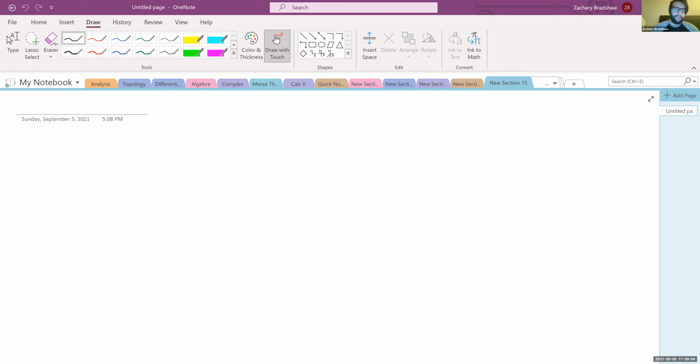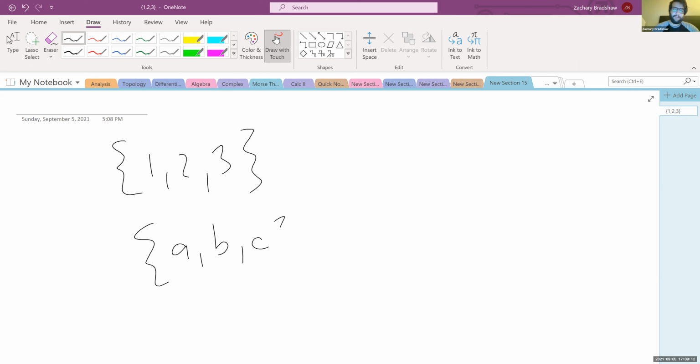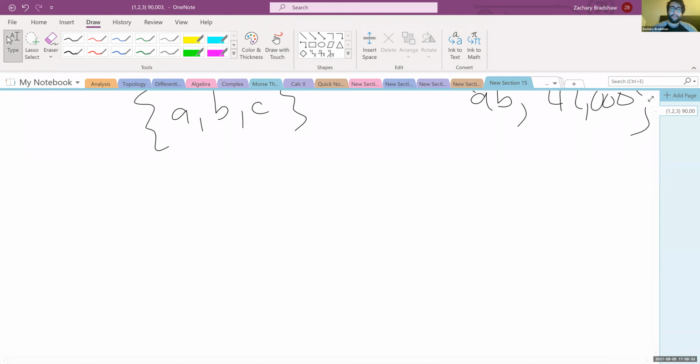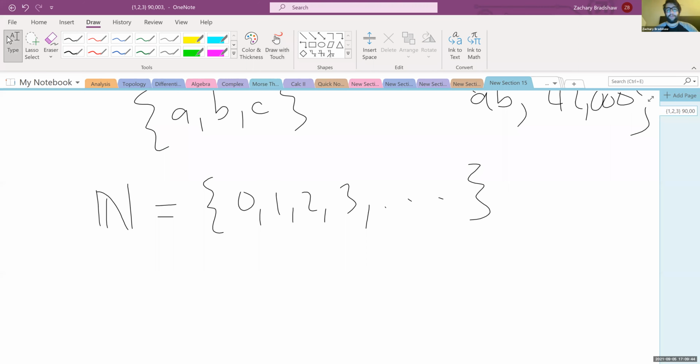Okay, so again, a set is just a collection of elements like 1, 2, 3, maybe A, B, C, or maybe even a circle, a square, triangle, the number 3, 42,000 if you want. They're just a collection of things. But some sets that we're going to use a lot are the natural numbers, which are 0, 1, 2, 3, all the way to infinity. These are also called the counting numbers.